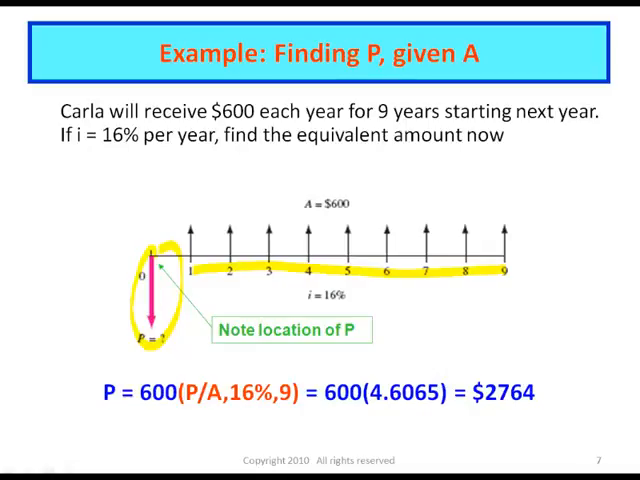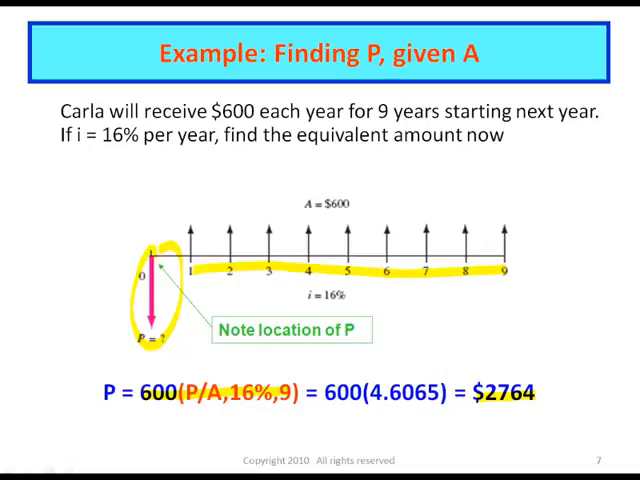The relation P is equal to 600 times the PA factor for 16% and 9 years is written, and the factor value of 4.6065 is found in the tabulated factor values, or using your calculator and the factor formula derived earlier. The answer is $2,764.